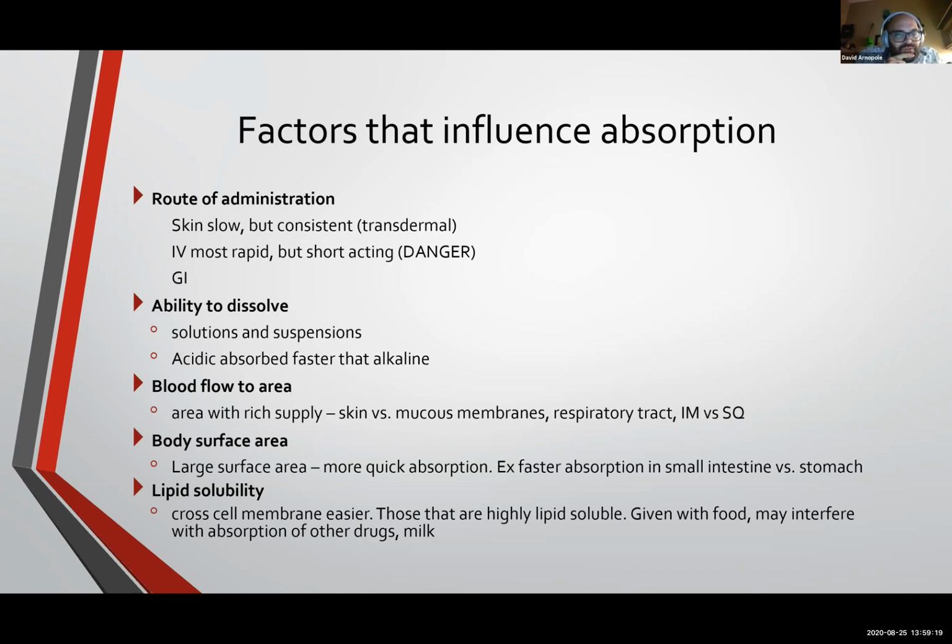An IV stops working as soon as you stop administration. There is not an antidote for every medication. Sometimes you just have to support it.